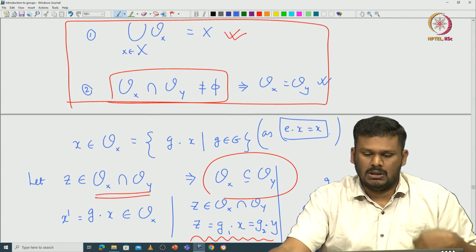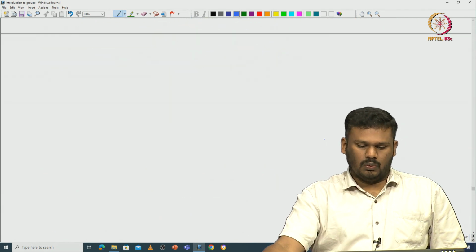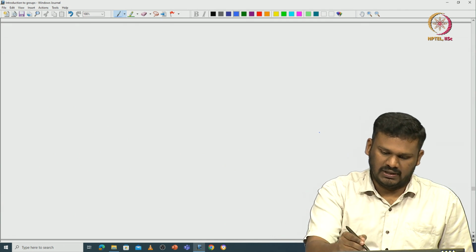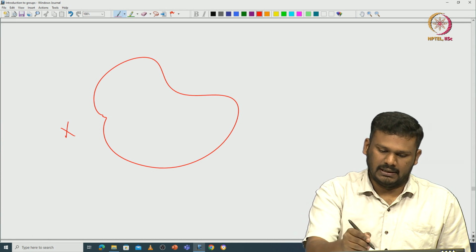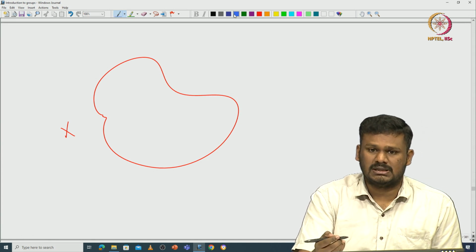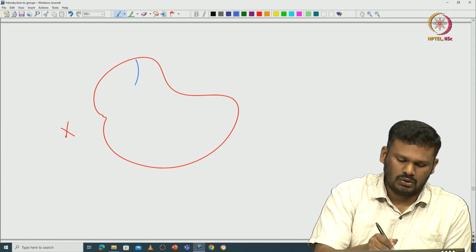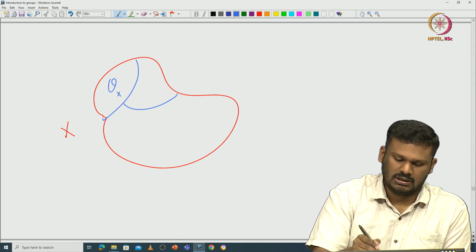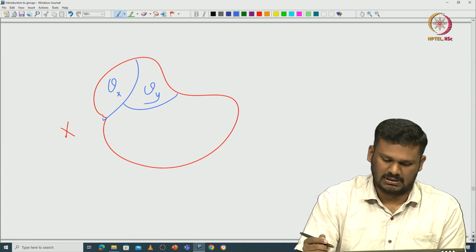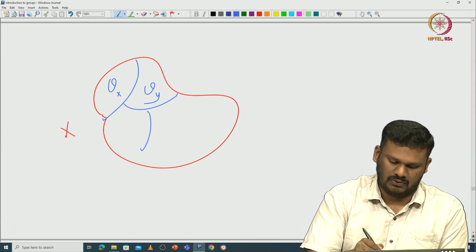So, now what have we done? We have taken this capital X and used these orbits to actually partition capital X into some proper subsets of capital X. So, this is a partition of X.